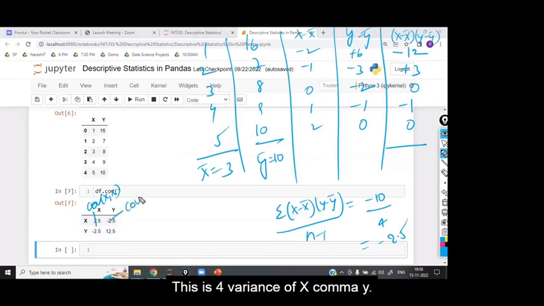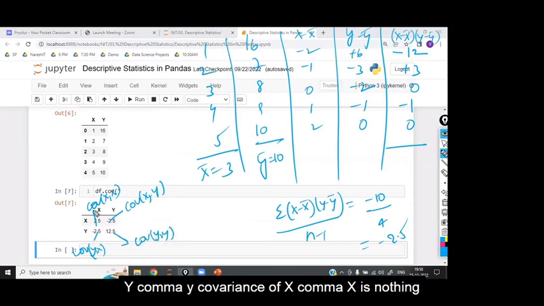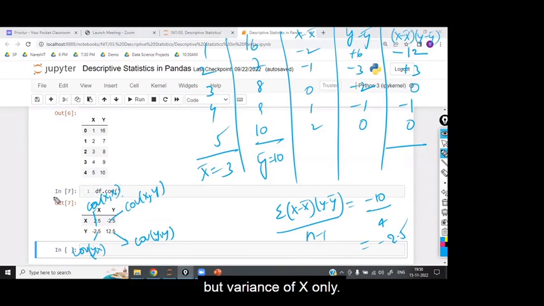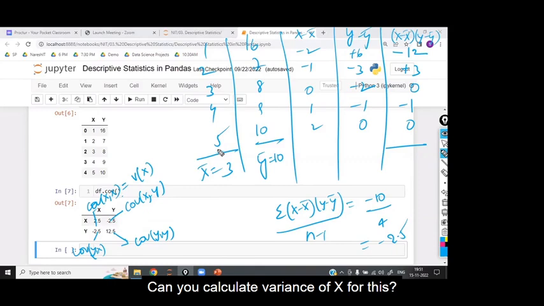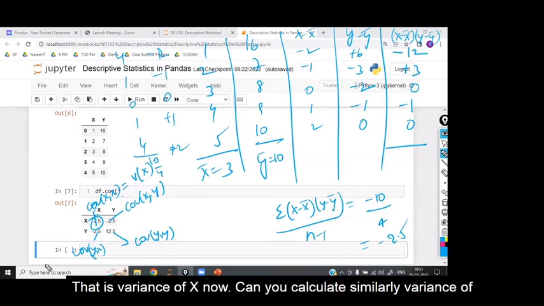Now this particular value indicates it is covariance of x comma x. This is covariance of x comma y. This is covariance of y comma x. This is covariance of y comma y. Covariance of x comma x is nothing but variance of x only. Can you calculate variance of x for this? That is minus 2, minus 1, 0, plus 1, plus 2. Whole square is nothing but 4, 1, 0, 1, 4. Total is 10, 10 by 4, which is 2.5. That is variance of x.